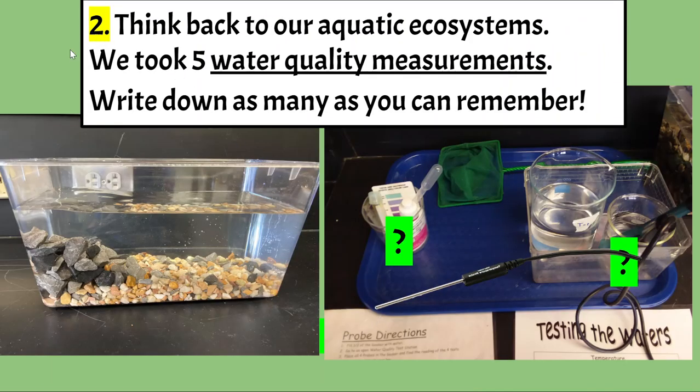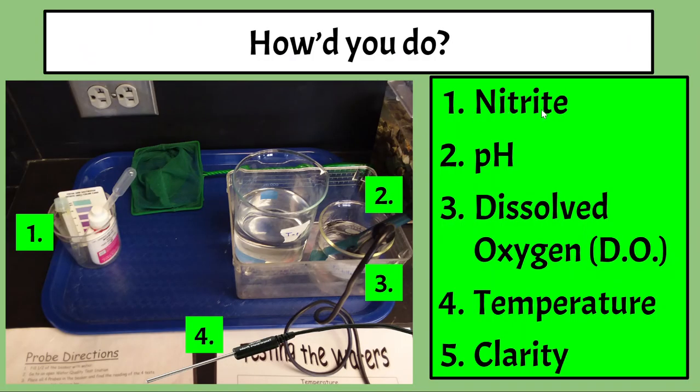Then the second scenario or station asked you to think back to the aquatic ecosystems again. What were the 5 water quality measurements that we did? And so you were writing this down on your recording sheet. What were the 5 things we did? We tested nitrites, we tested pH, we tested dissolved oxygen, and temperature and clarity, water clarity.